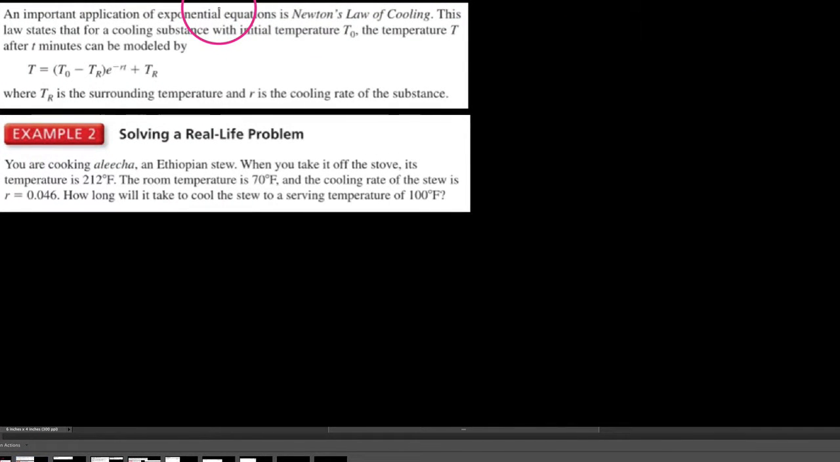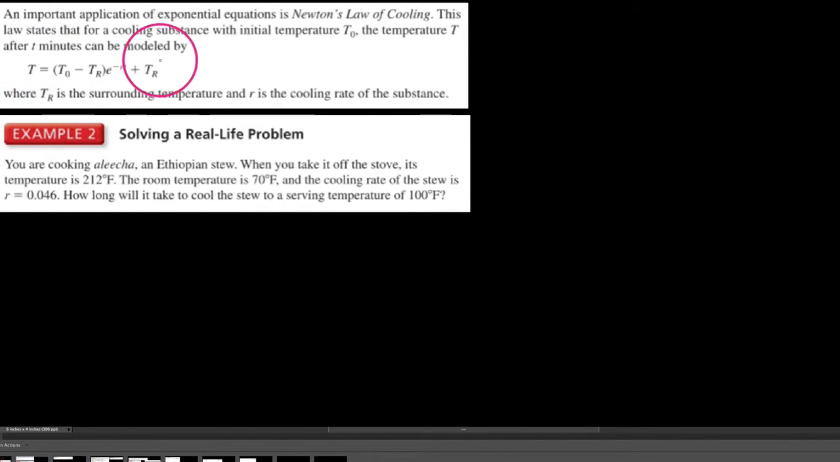Okay, YouTube, in our last video, we looked at the essentials when it comes to solving exponential equations. What I'd like to do is actually use those basics of solving exponential equations to look at an application where we might want to solve for an exponent. So you notice here it says that an important application of exponential equations is Newton's law of cooling.